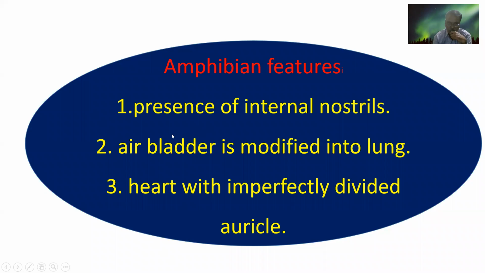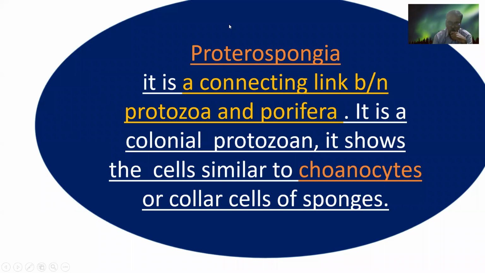Amphibian features are the presence of internal nostrils. Air bladder is modified into lung. That's why it is called a lungfish. Heart with imperfectly divided auricle.